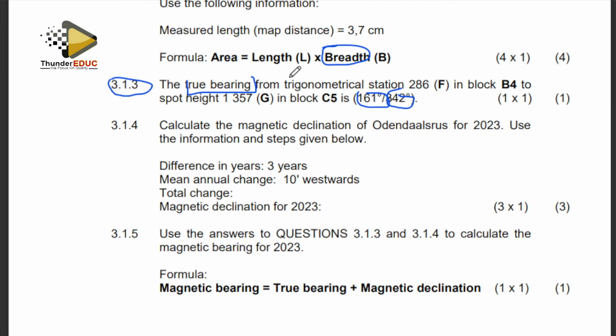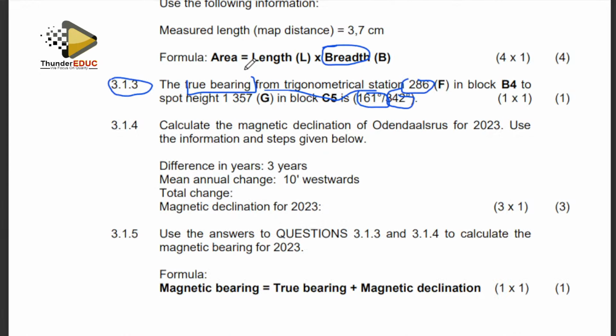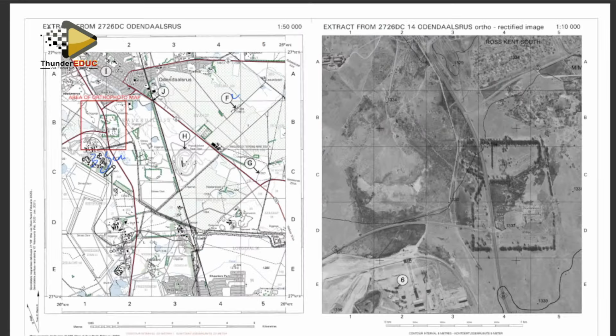So the key aspect here is "from". So what is the starting point? The starting point is 286 in block B4. We come to the map here. I don't know if you can see B4. So from here, from F, which is here, to what? To the spot height in C5. The spot height in C5, C1, 2, 3, 4, 5. So this could be our spot height.